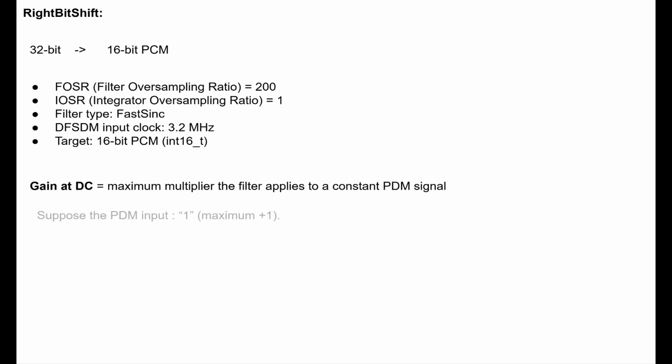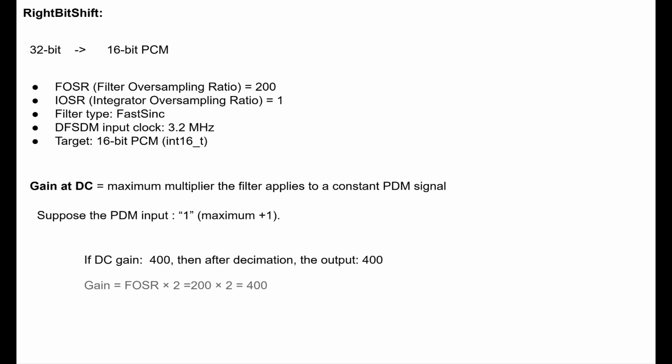Let's clarify this with an example. Suppose the PDM input is always 1, which means the maximum is going to be 1. If the filter has a DC gain of 400, after decimation, the output will be 400 in digital units before any scaling. Since our filter type is fast-sinc, the DC gain is approximately equal to FOSR multiplied, which in our case is going to be 400.